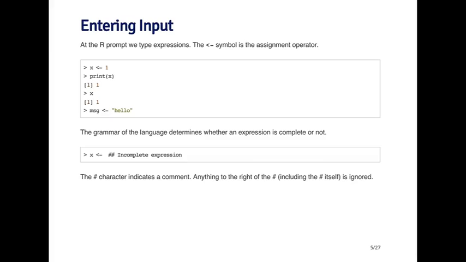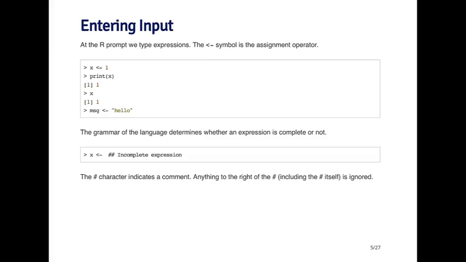So in this expression over here, I'm creating a new symbol called msg, and I'm assigning it a value of the string hello. So now this is a character vector, and the first element of this character vector is the string hello. I could add other elements to this vector if I wanted to, but they would all have to be character.